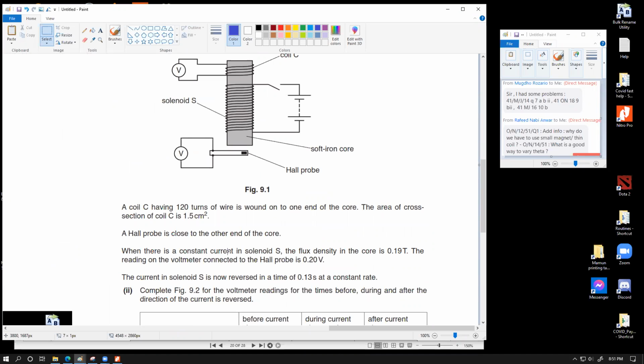Okay, kids, I'll help you. The first thing I want all of you to understand is that this question tells us that at the beginning there was a constant current in the solenoid S, and that gave us a flux density of this much at the core, and the Hall probe was giving us this much reading. So the situation is starting with a current existing within the coil. That is our starting situation, not the other way around.